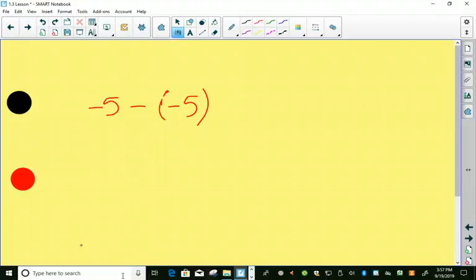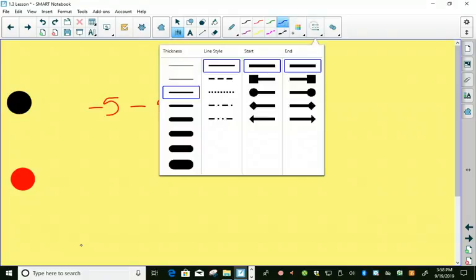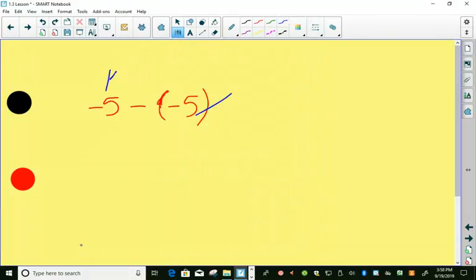Oftentimes, people will look at this and they get very nervous about this because you are subtracting a negative. And that's sometimes difficult for people to understand. So I can choose to keep, change, change. And I have negative 5. I'm going to keep it as negative 5. I change subtraction to addition. And then I change negative 5 to positive 5.